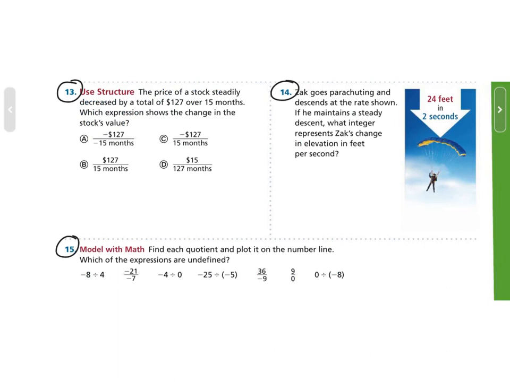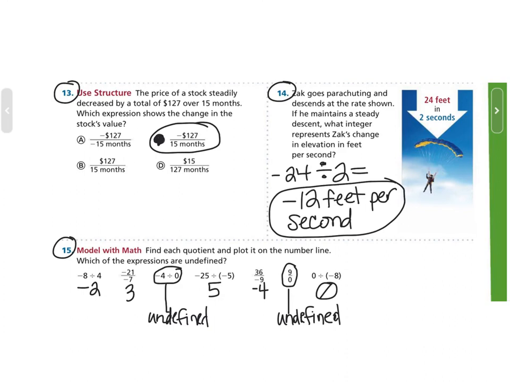Now we're on to 13, 14, and 15. Try these questions and come back and check your answer. Go ahead and check your answers to 13, 14, and 15. Although I don't have the number line to show you on number 15, you can see where those integers are located, and you can plot those points on the number line. There are two problems there that are undefined. Remember, you cannot divide by 0. So negative 4 divided by 0 and 9 divided by 0 are both undefined.